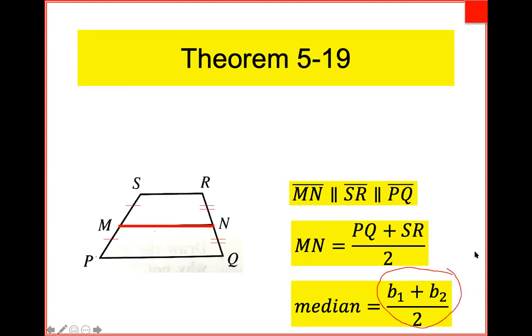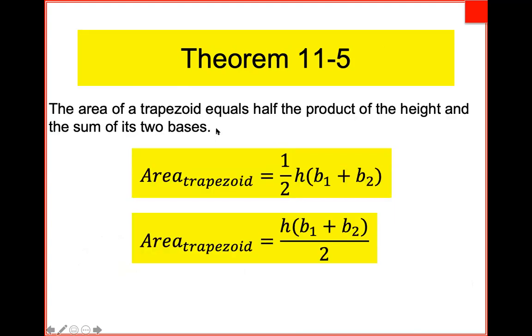In what formula? The theorem 5.19 formula. No, this is theorem 5.19. Oh, the median formula. No, 2 minutes ago, we were doing another formula. What was that other formula? Oh, the area of a trapezoid. Yeah, the area of a trapezoid, right? We saw that the area of a trapezoid has inside of it base 1 plus base 2 divided by 2. In fact, here is the area formula, and there is the median.